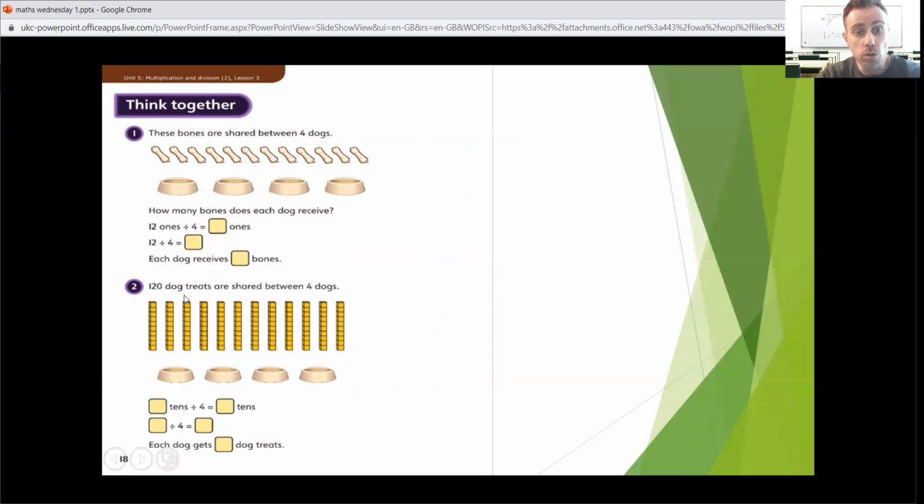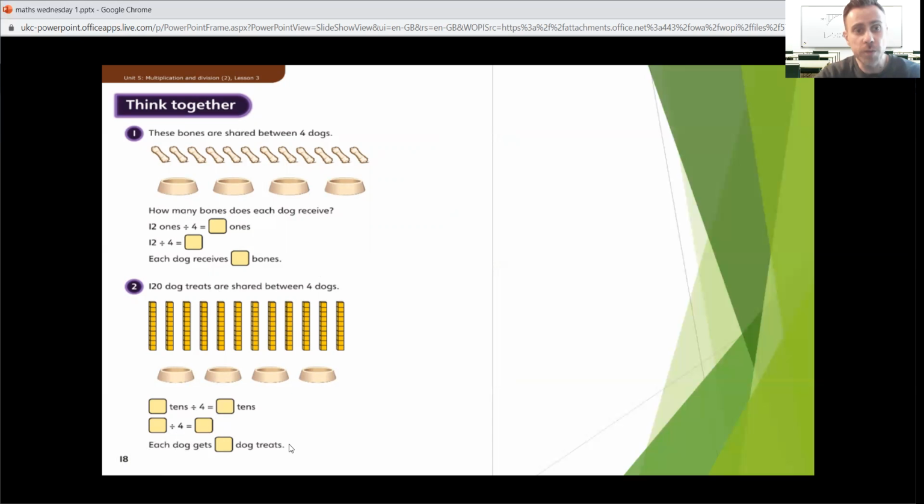Next up, 120 dog treats are shared between 4 dogs. So you would have put down here 12 10s, because that's what 120 is. 12 10s divided by 4 equals 3 10s. And then you've got 12 divided by 4 again, so something we've used already, equals 3. Sorry, I messed that up. 120 divided by 4 equals 30. And then each dog gets 30 dog treats.